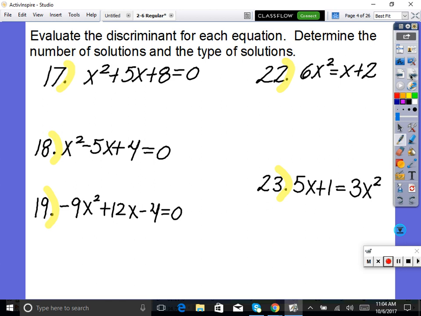But why do all the extra work? Do you see what I'm saying? I don't want to know the actual solutions. I want to know what kind and how many. So first of all, we'd say all quadratics have 2. So let's just write 2 here.